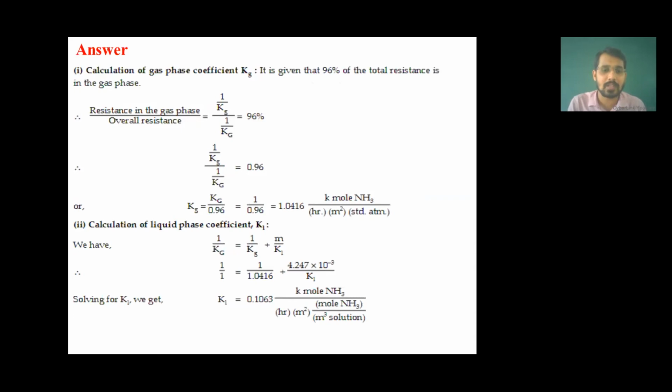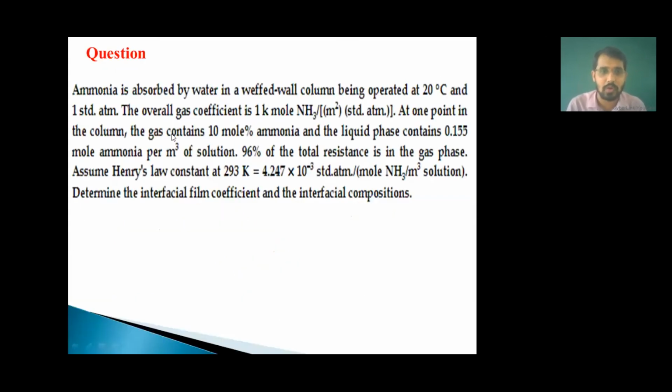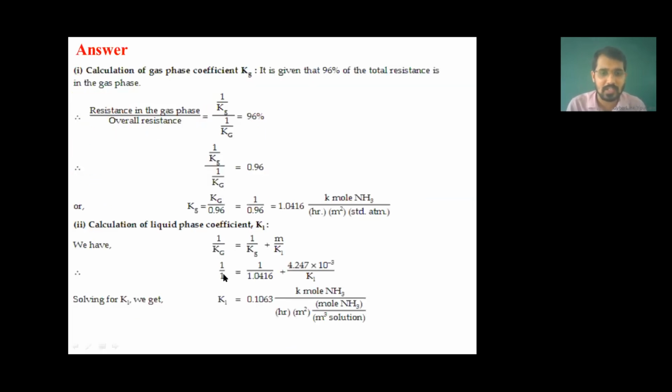So this is the calculation for the gas phase coefficient small kg. Next we will calculate small kL, the mass transfer coefficient in the liquid phase. How to calculate that? 1 upon capital Kg is equal to 1 upon small kg plus m upon small kL. Capital Kg is given in the question as 1, so 1 upon capital Kg is equal to 1. We have calculated small kg as 1.0416 in the previous step.